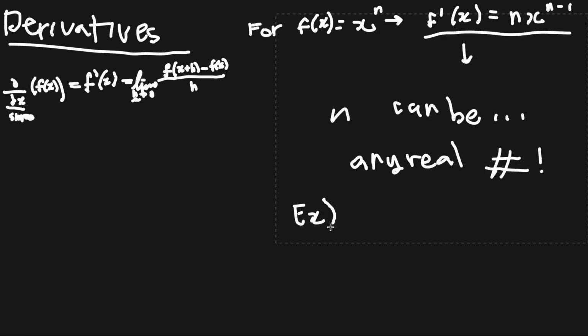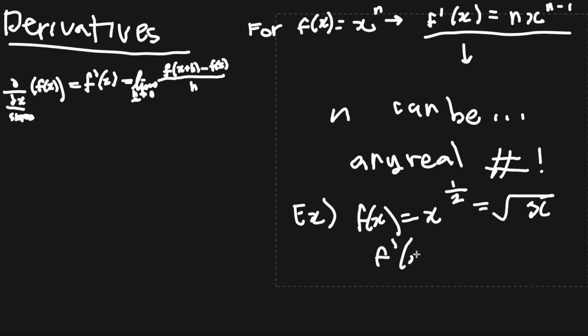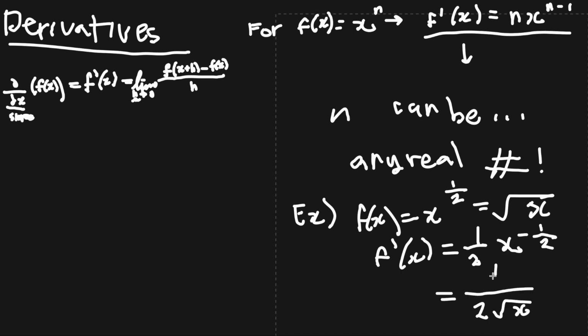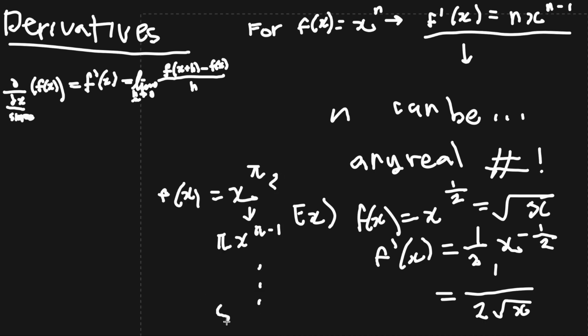For example, when the function is x to the half power, or the square root of x, the derivative would be 1/2 times x to the minus 1/2, or this. You can even find a derivative of things like x to the pi, or whatever real number you want.